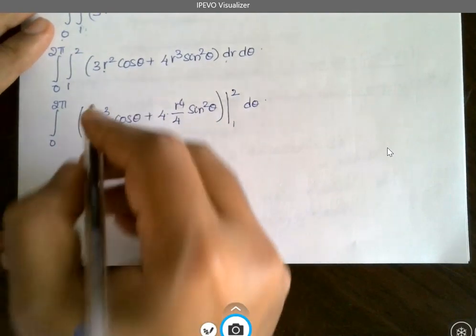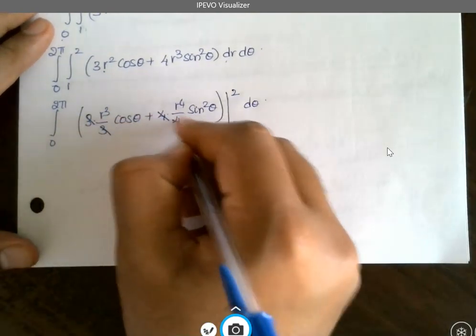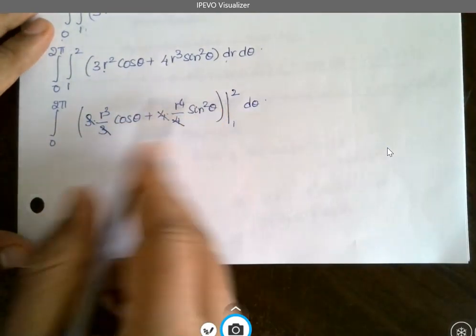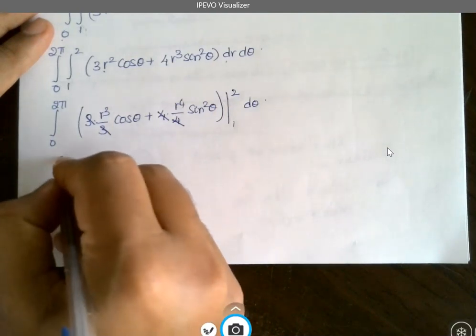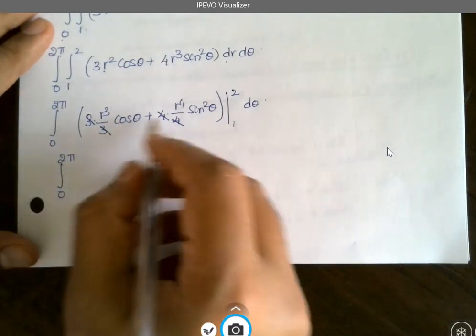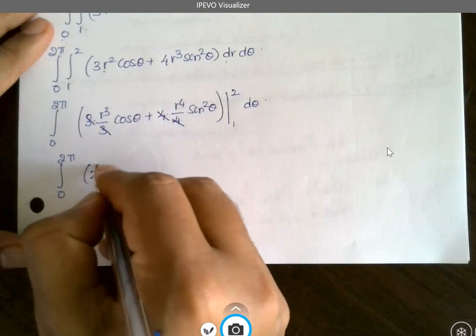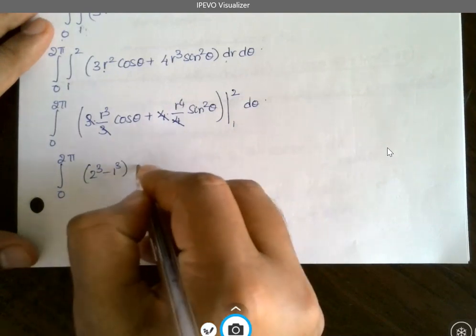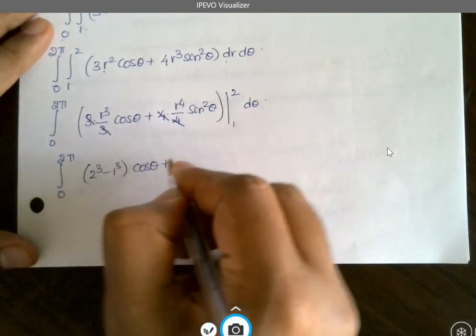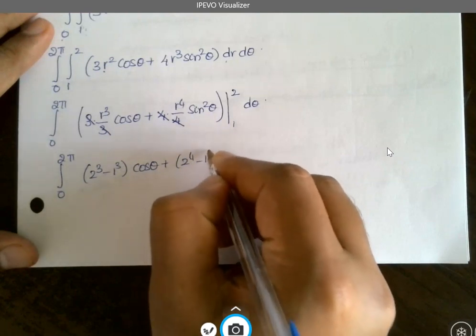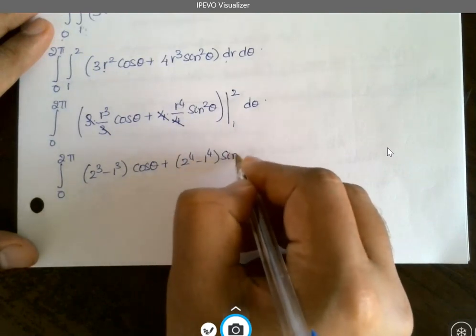So where are we? This is where the 3 gets cancelled out and the 4 gets cancelled out, so you substitute 2 now, with theta from 0 to 2 pi. You get 2 cubed minus 1 cubed times cosine theta plus 2 to the 4 minus 1 to the 4 times sine squared theta.